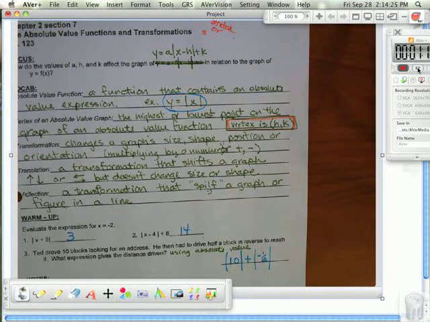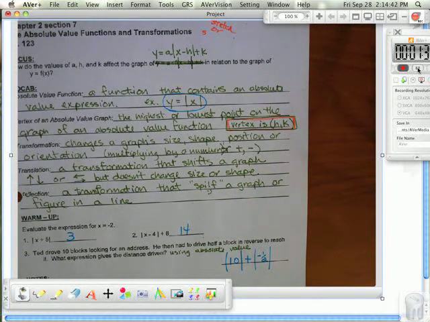If I stick in a -1 here, what's the absolute value of -1? 1. If I stick in a +1, what's the absolute value of +1? 1. If I stick in -10, what's the output going to be? 10. Y values will be positive. This is the parent function.